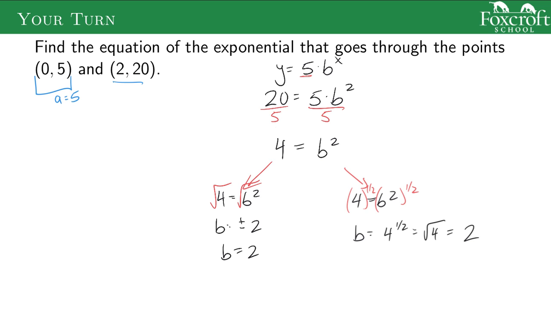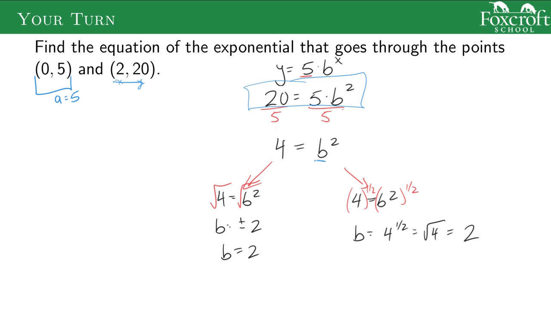Then I can use my other point, plugging in 2 for x and 20 for y, to get this equation here. Divide both sides by 5 because I want to get that exponent part by itself. And here are those two options. We had these types of problems in an earlier unit. You can just take the square root of both sides and get your b value. You tend to get plus or minus when you do the square root, but our base is always positive, so it's just positive 2.